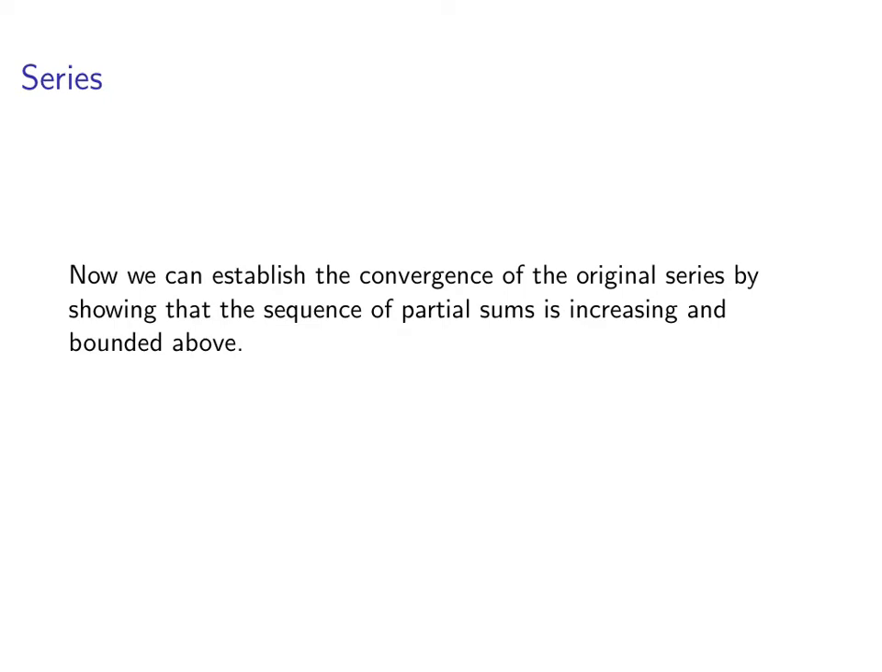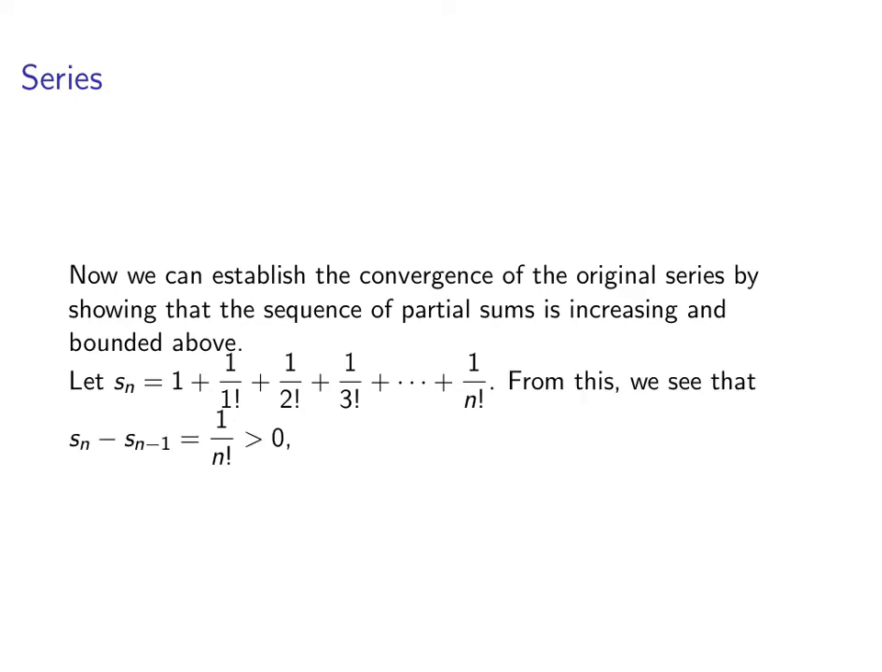So now what we're going to do is establish the convergence of the original series by showing two things: that the sequence of partial sums is increasing and that it's bounded above. So let's let S of n be the nth partial sum of the series. So that's 1 plus 1 over 1 factorial plus 1 over 2 factorial all the way down to 1 over n factorial. Now it's easy to see that S of n minus S of n minus 1 is equal to 1 over n factorial, and that's bigger than 0. So our sequence of partial sums is increasing.